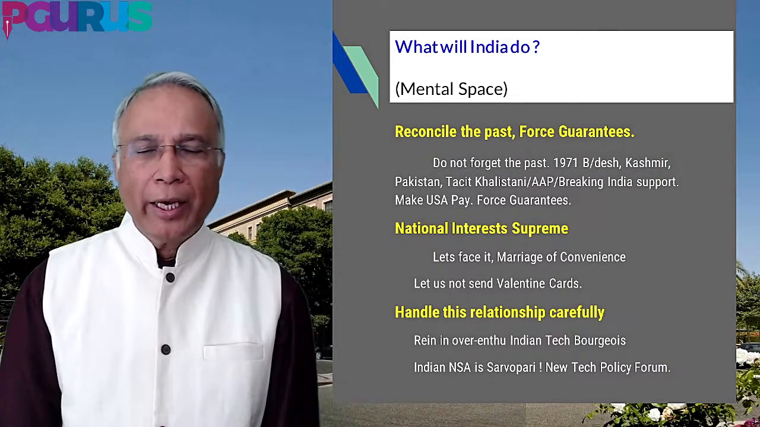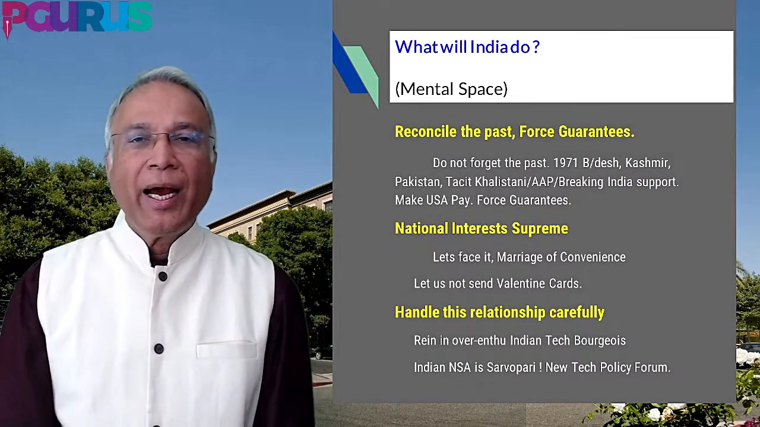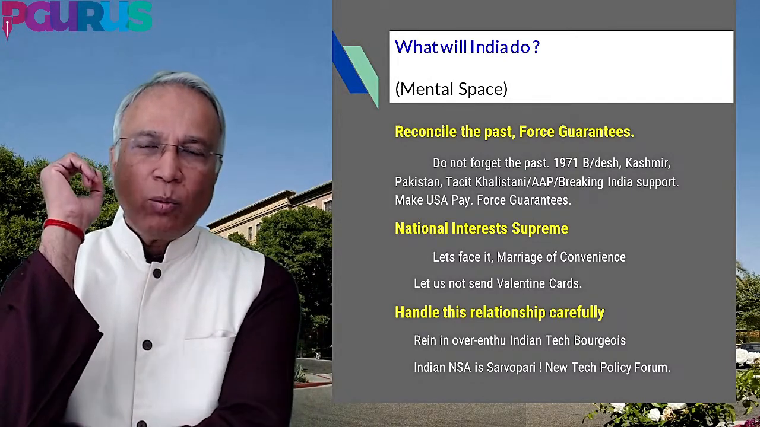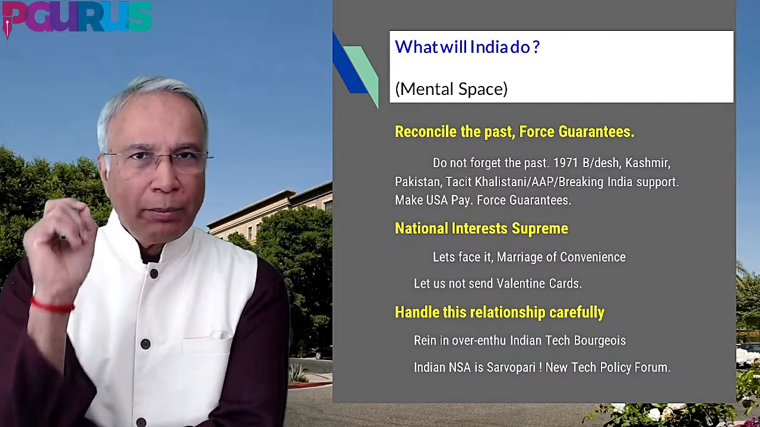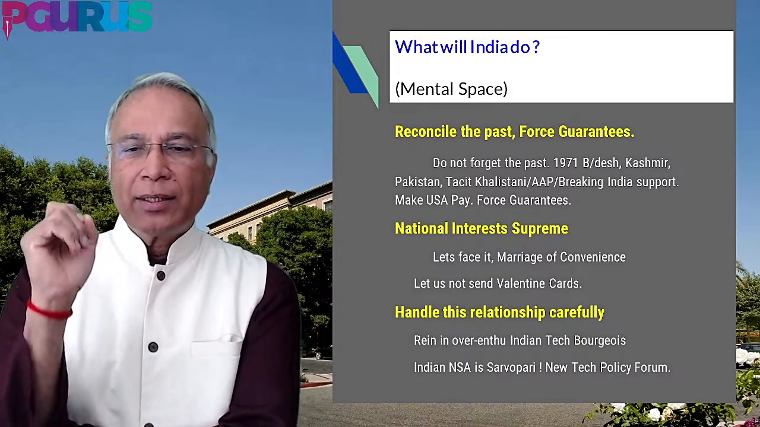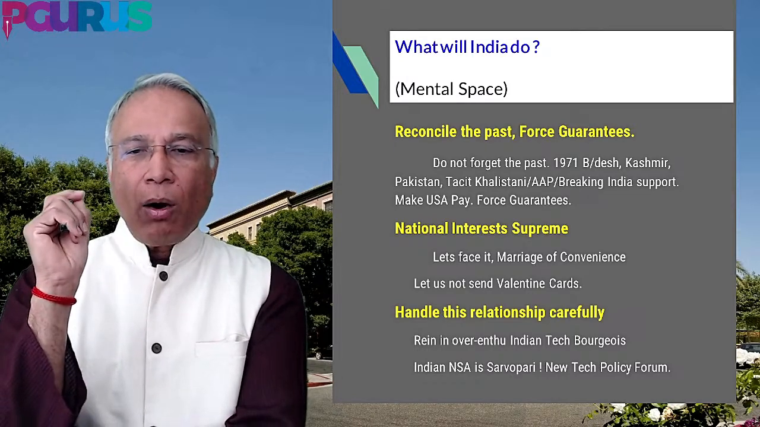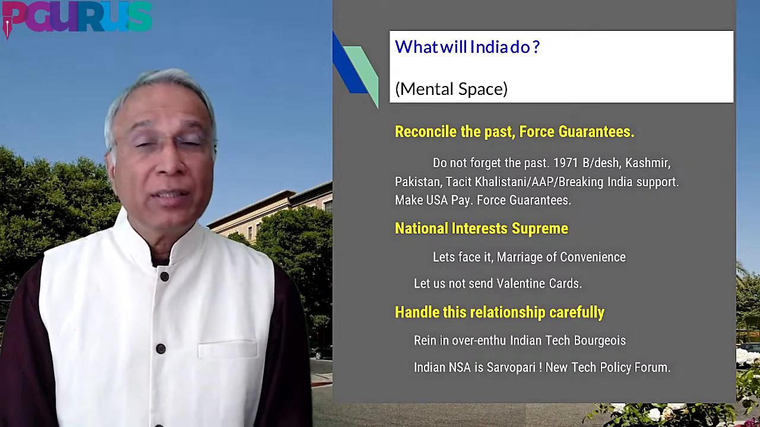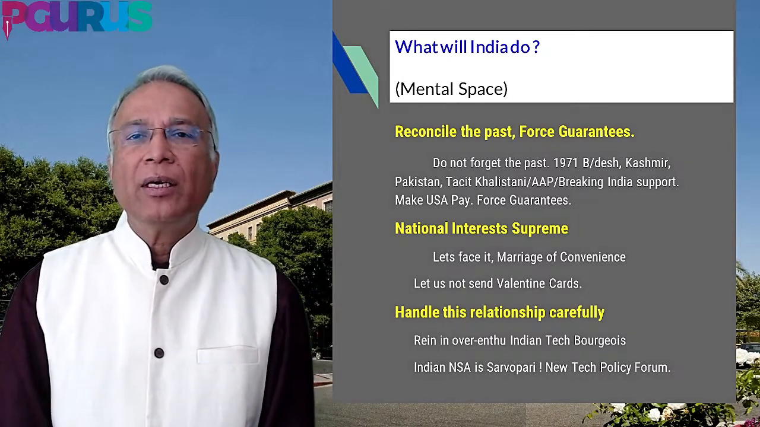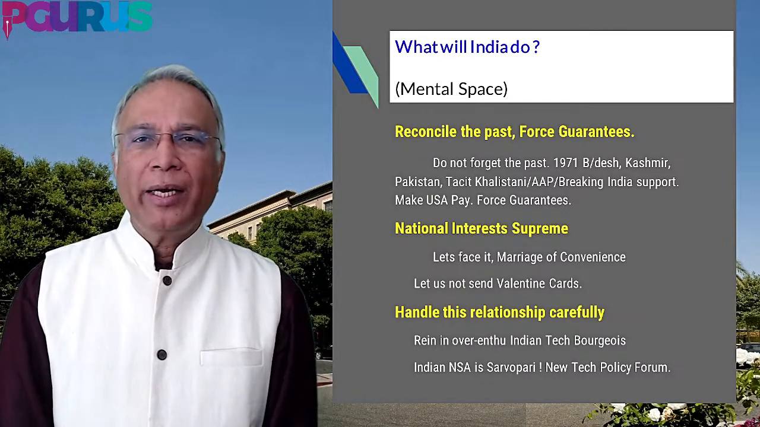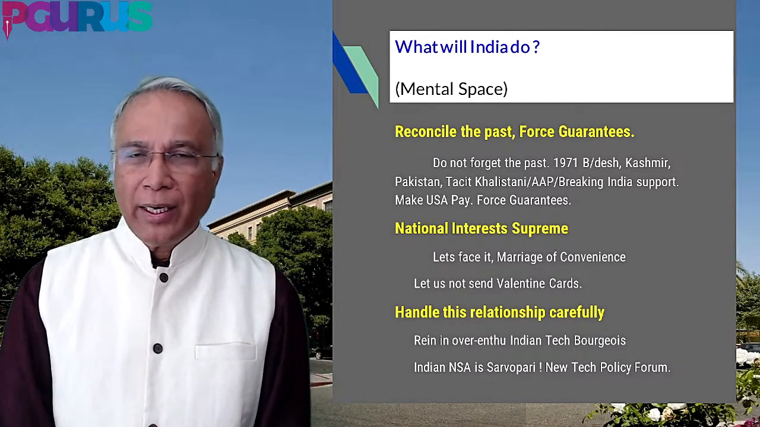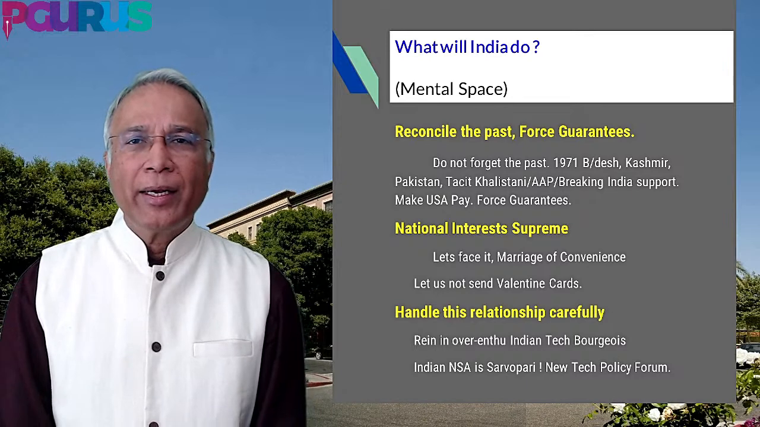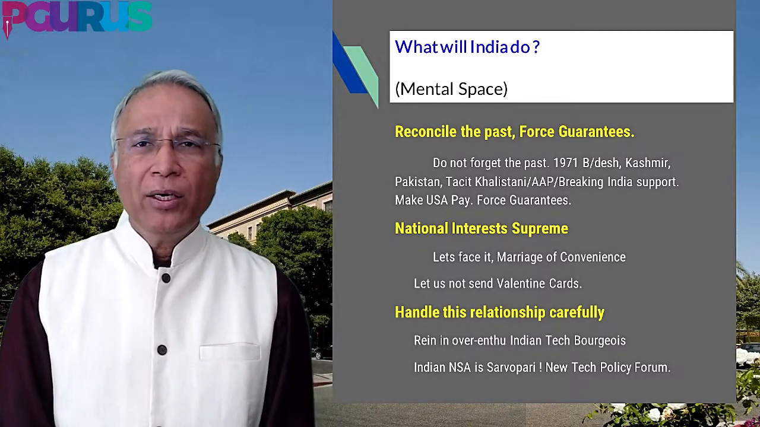What will India do in its mental space? It has to do reconciliation of the past and force some guarantees. In 1971, there was the Bangladesh liberation, Pakistan, Kashmir, tacit Khalistani, Aam Aadmi Party, Breaking India support. All these things have been highlighted, but not much was done on the US side. But now I'm seeing some difference. The National Investigative Agency is actually being allowed to come to the United States and probe what happened in its consulate. It's also going to Canada. It has also been to the UK. So these are new developments where these countries are giving India a free hand to do the investigation.